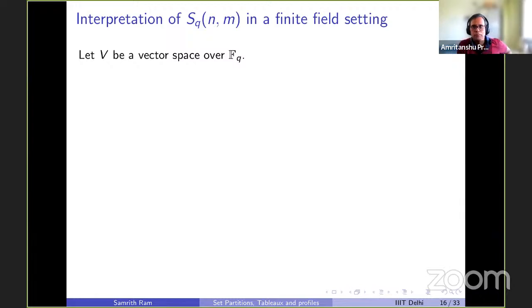All right, so here is a combinatorial interpretation of the Stirling number of the second kind in a finite field setting.